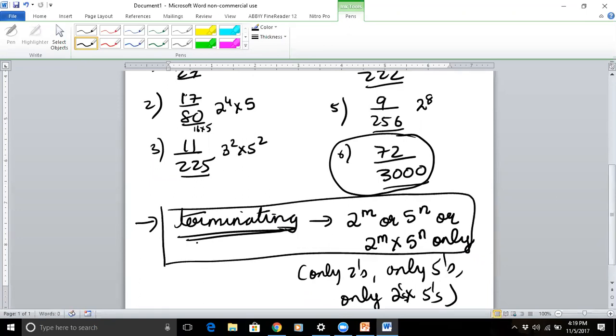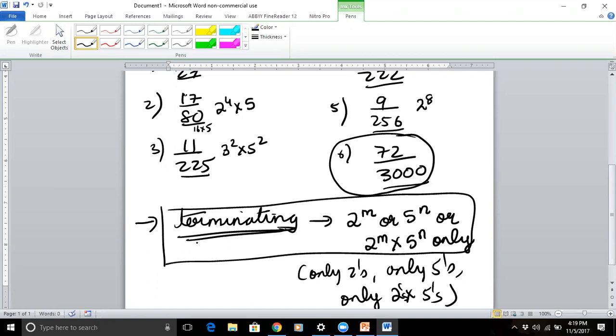That's much more important than the fact that, you know, a terminating fraction is one which has an infinite number of elements after the decimal point. Remember, whenever you need to figure out if a fraction is terminating or not, you need to look at the denominator. If the denominator can be broken down to only 2's, only 5's, or only combinations of 2's and 5's, then that fraction is said to be terminating, right?